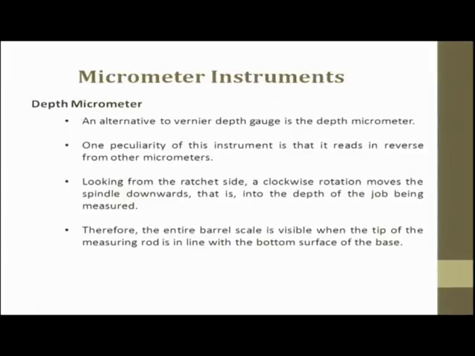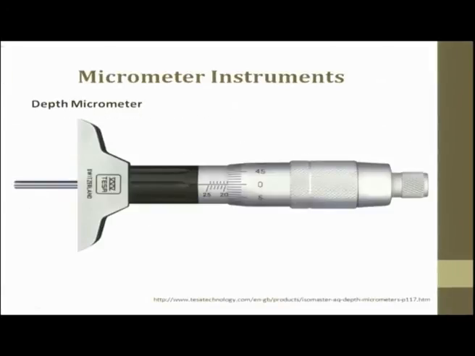The depth micrometer we have already seen. This is the depth micrometer, again the same with a thimble. You have a main scale reading and you have a vernier.